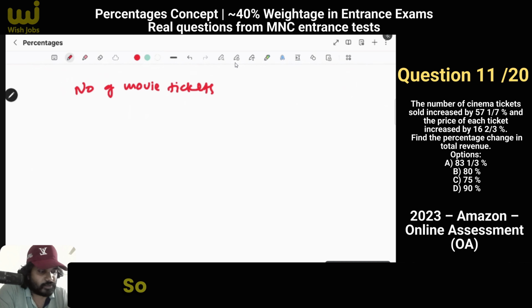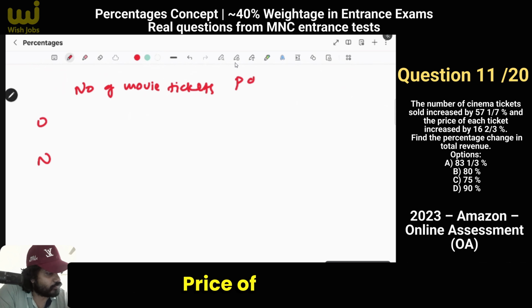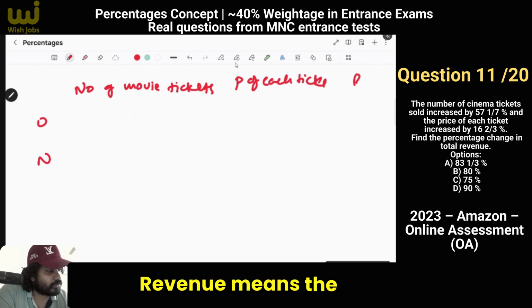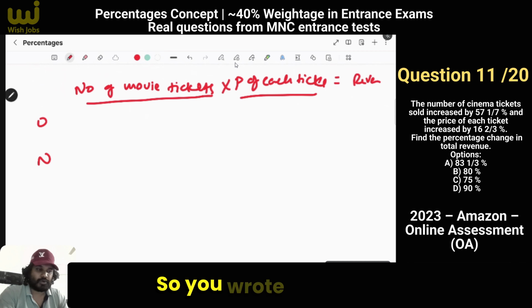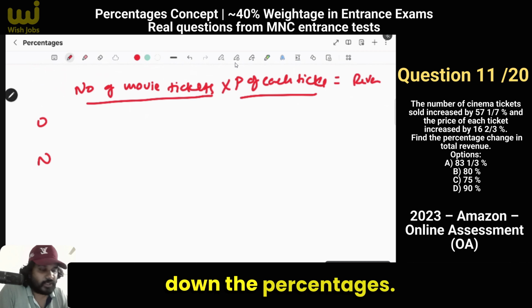Okay, it increased, so old and new should be there. Okay, and the price of each ticket. Price of each ticket. Okay, old and new is there. So he just wants revenue. Revenue means the last one. Number of all movie tickets into price of each ticket will give you revenue. So you wrote everything. So first we'll break down the percentages.